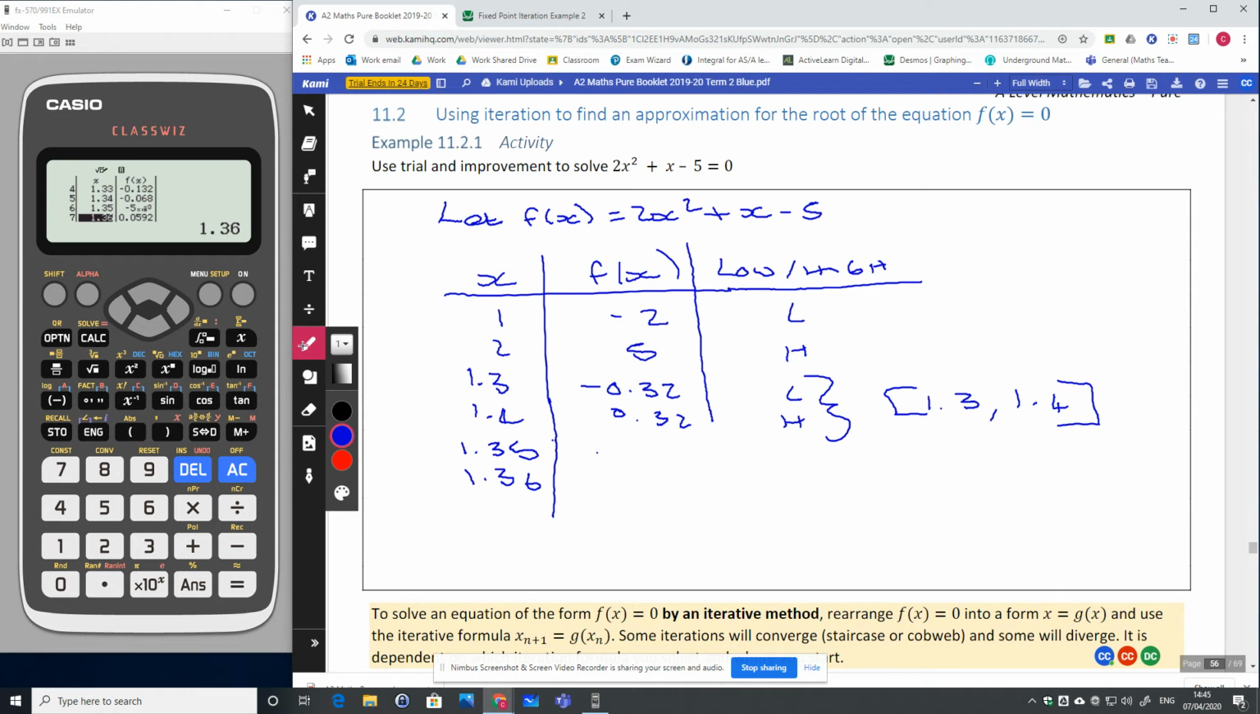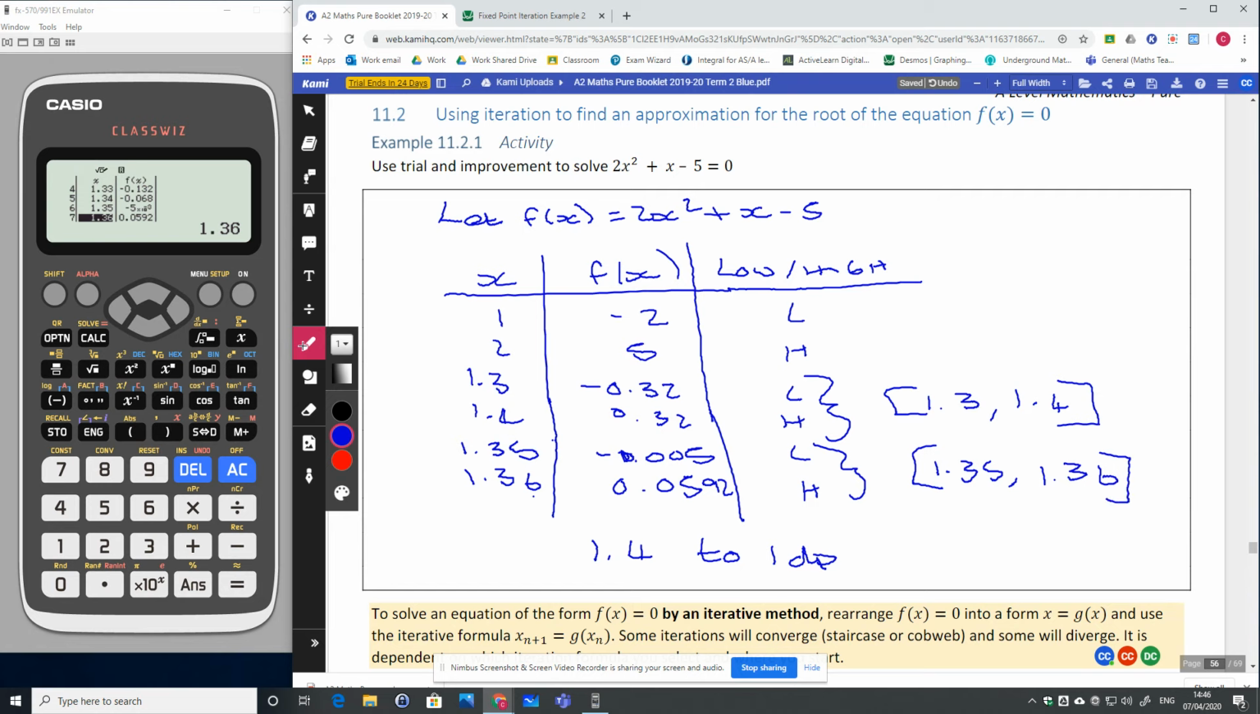So 1.35, we've got -5 times 10 to the -3. That's a 0 at the beginning, and then I've got 0.0592. So that one's too low, that one's too high. And what that is telling us is that our root is going to be 1.4 to 1 decimal place, because we know that we are lying in the interval 1.35, 1.36, and that everything that lies between those two numbers would round to 1.4 to 1 decimal place.